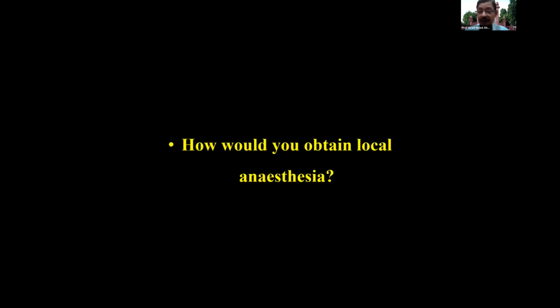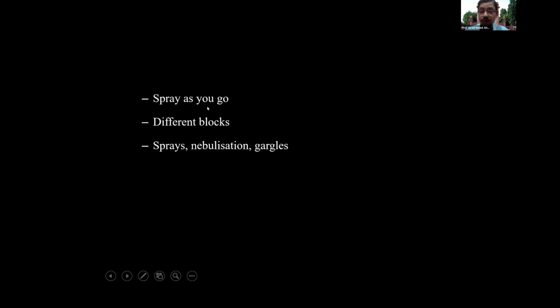How would you obtain local anesthesia? The most preferred technique is spray as you go, SAGO, or different blocks, but blocks are not preferred in pediatric patients, though in adult patients you can go ahead with them. In temporomandibular joint ankylosis, spray is not at all possible because the patient's mouth opening is nil. Nebulization is one of the best in these situations, but it takes time, around 40-45 minutes. So nebulization would be a good choice, but gargle is not at all a choice in these patients. So SAGO, or spray as you go, is one of the most important techniques.